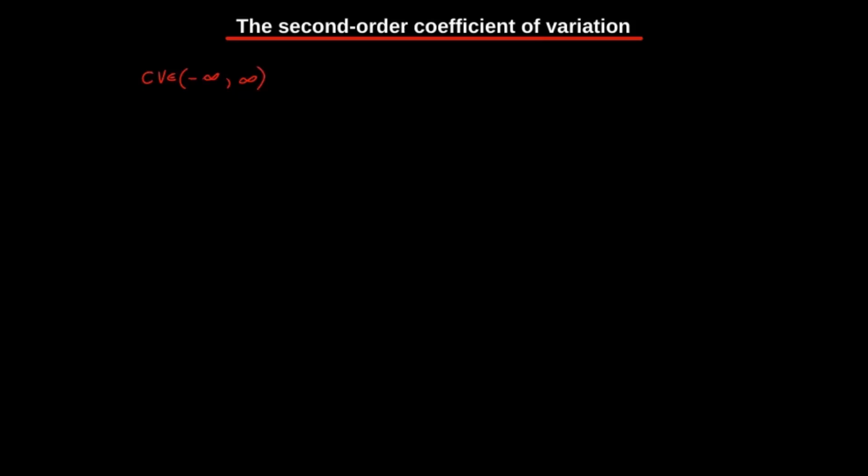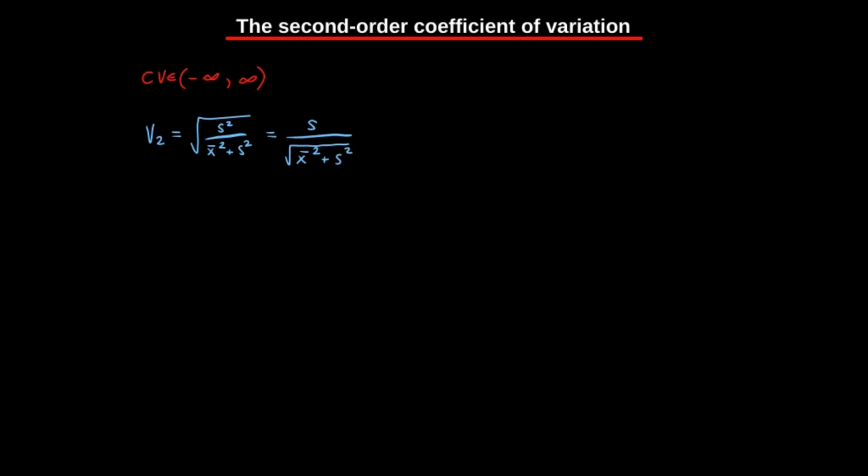For that purpose, we can use the second order coefficient of variation, V2, which is defined as the square root of the variance divided by the squared average plus the variance, which is equal to the standard deviation divided by the square root of the squared average plus the variance.